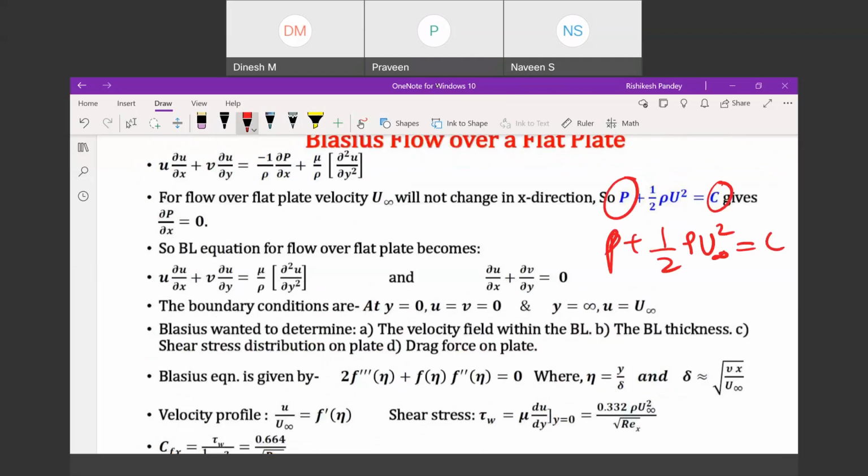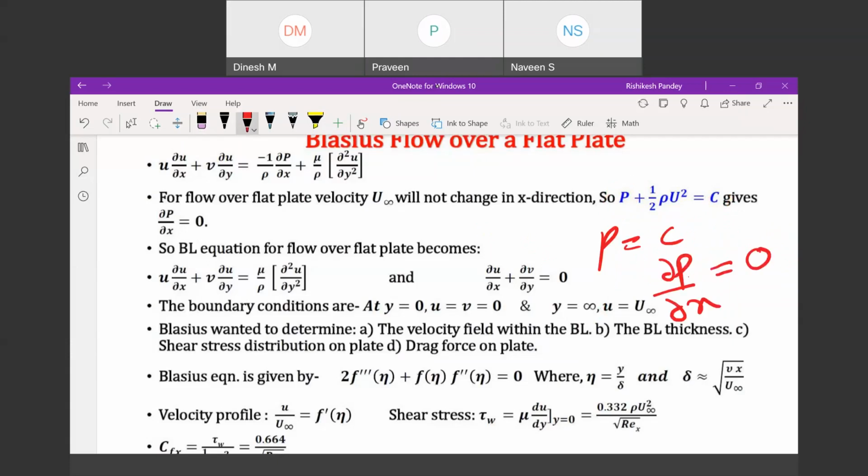So density is constant, and u infinity is constant only. This is the velocity with which it has entered. U is the variable velocity, but u infinity is a constant velocity. So this term is constant and the right hand side is constant, then this has to be constant. Otherwise, if this is variable, how can these two be constant? Not possible. So pressure has to be constant. So pressure is constant in flow over a flat plate. If this is constant, then if I take the derivative of pressure with respect to x, it is 0.